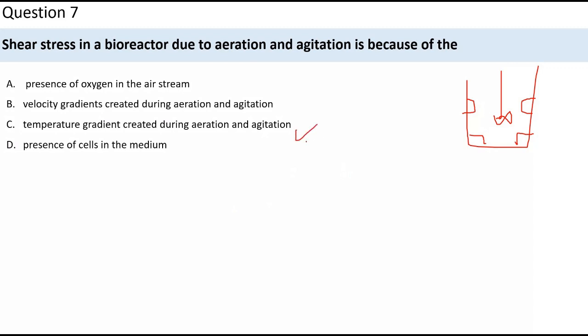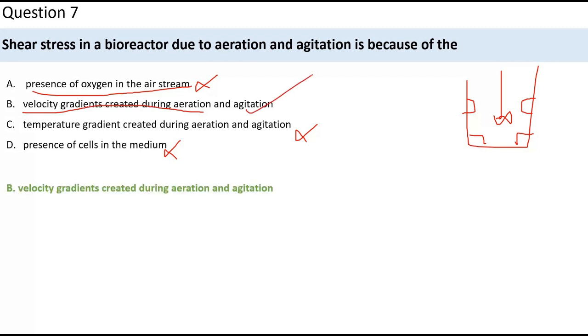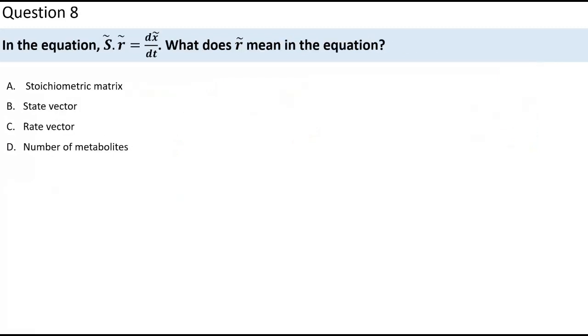So option C is not the option, and option D, presence of cells in the medium, is not going to cause any shear stress in the reactor. And presence of oxygen in the airstream, no, it's also not going to be. As we were talking about the velocity gradient, yes, that is the right answer. Moving on to question 8.